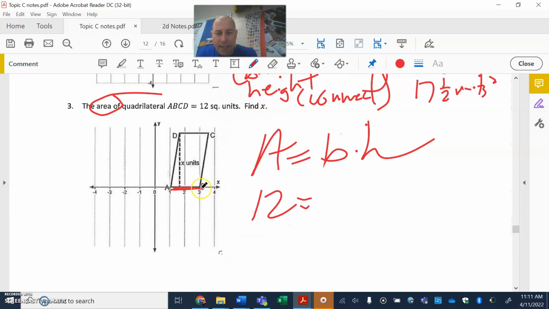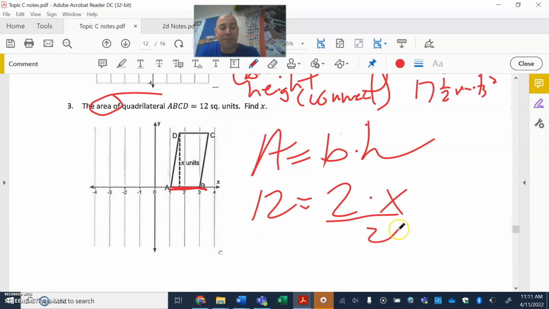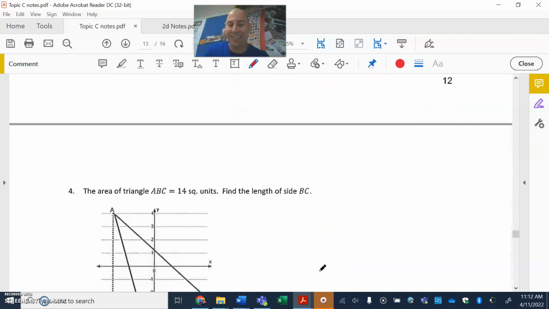The base, all right, do I know how far it is? Yeah, it's going from a 1 to a 3. Okay, so that's a 2. That's a distance of 2 that's there. And then the height, I don't know what it is. Solve your equation. Divide both sides by 2. Yep, 6 equals x. So that's what we're going to be seeing here: you're going to be setting up an equation, and then you're going to be solving the equation that you're looking at.